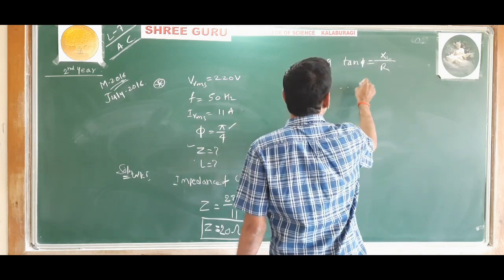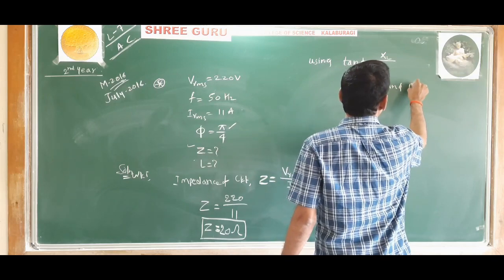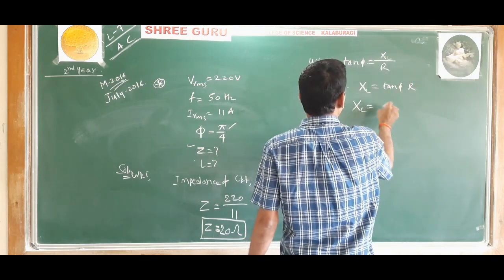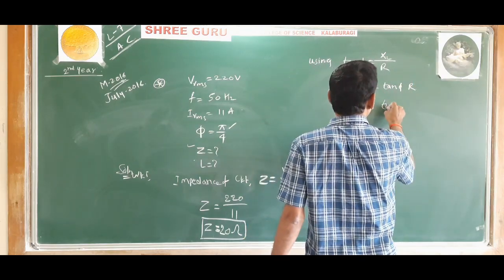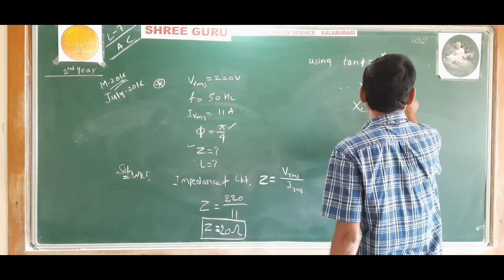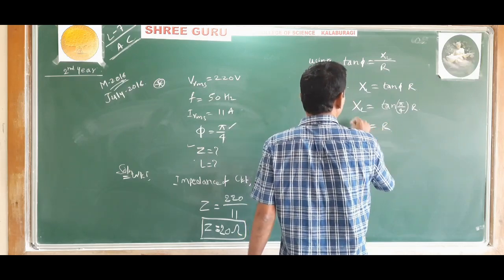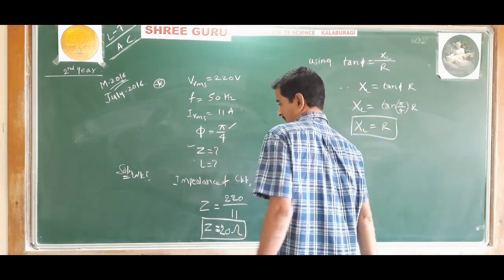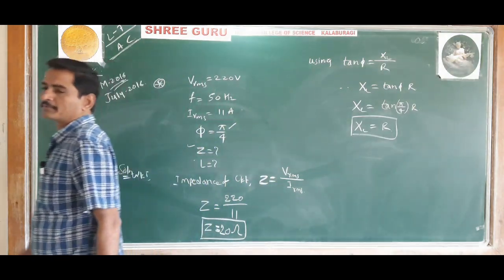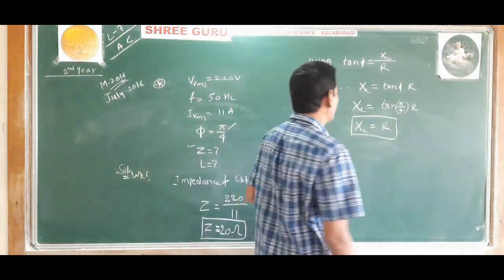So therefore XL is equal to tan phi into R. So XL is equal to tan of pi by 4 into R. Tan of pi by 4 will be 1. So therefore XL is equal to R. The XL value comes out to be capital R. XL is same as capital R, that is R is resistance.